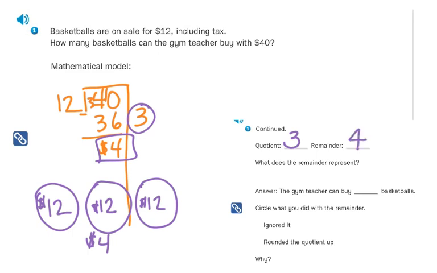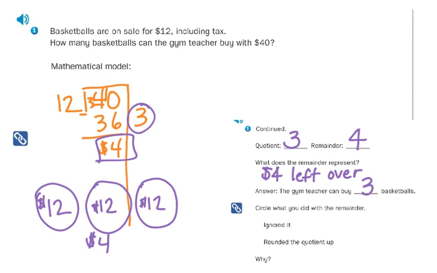What does that 4 represent? It represents the $4 left over. So go ahead and write this in your math journal. Yours looks just a little bit different than mine. It has some lines there. The gym teacher can buy how many basketballs? 3. So what did we do with the remainder?